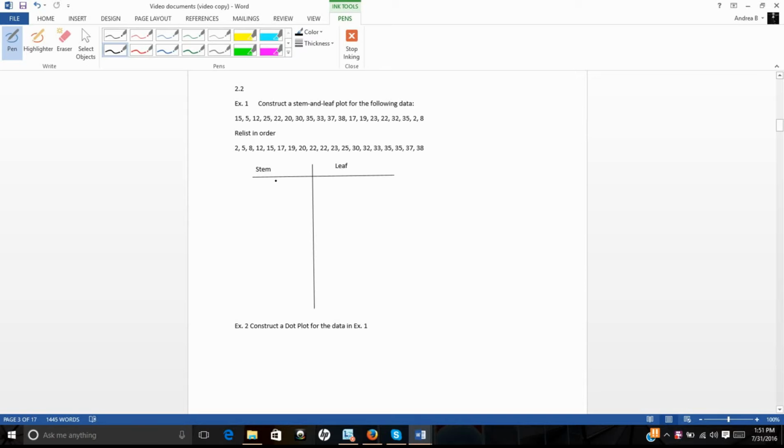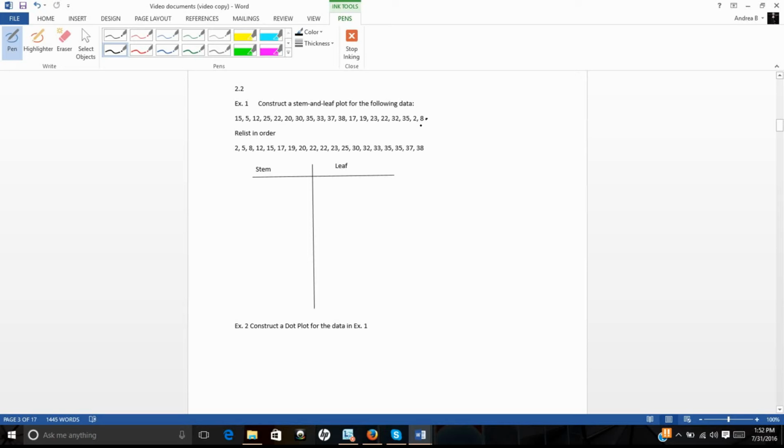So our first one here, for example 1, is to construct a stem and leaf plot. Once again, like when we were doing our frequency distribution in the last section, we want to first reorder these numbers from smallest to largest. To relist that, we just start with the 2 and then go up to the 38, which is the largest number.